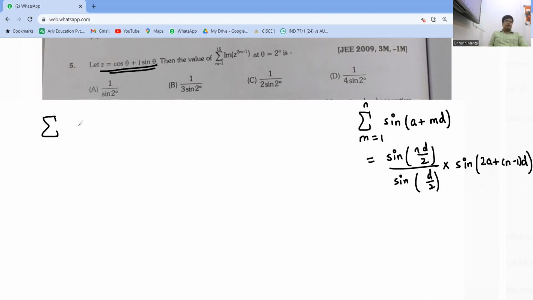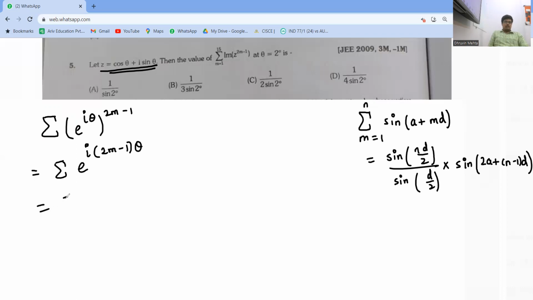तो Euler's form use करते हैं. We can write z over here as e raised to I theta, और ये हो जाएगा अपना 2m minus 1. चलो, so what will we get? z is e raised to I theta, and this is 2m minus 1. Okay, so when we multiply the powers over here, it will be I into 2m minus 1 theta.